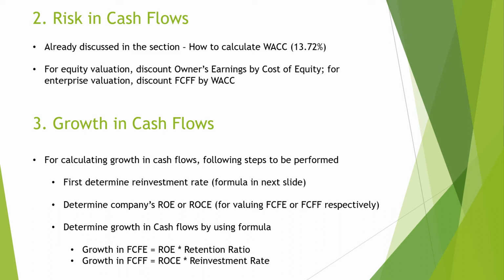This retention ratio is related to the dividend payout ratio. If I subtract the dividend payout ratio from 1, I get the retention ratio. That is how much money from profit after tax has not been paid to the shareholders. So let's say a company has a profit after tax of 100 rupees and a dividend payout ratio of 40%. In that case, the retention ratio, or the money which is reinvested back into the business, is 60 rupees, or 60% of the total profit after tax. That is how we calculate the retention ratio.